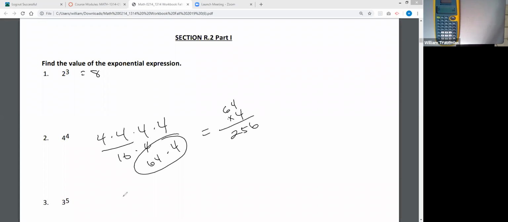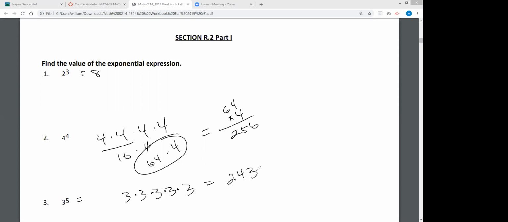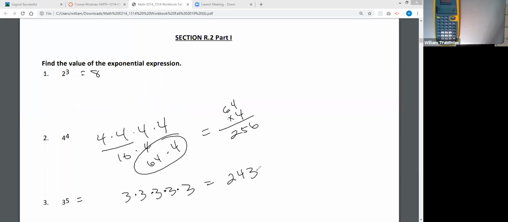Okay, smarty. Tell us what 3 to the fifth power is. Write down 3, 5 times, and then multiply it. Try it on your calculator. Did anybody get 243? Yes. Good, good, good. All right, so those are powers, exponents.